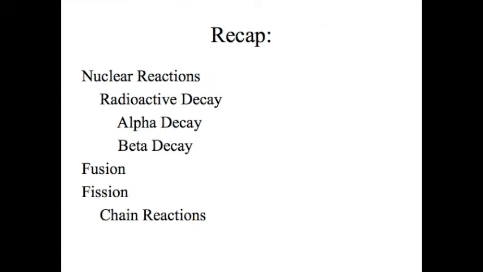In this video, we discussed the different types of nuclear reactions. We discussed how radioactive isotopes undergo radioactive decay through the emission of a particle either by alpha decay or beta decay to achieve stability. We also discussed how 2 small nuclei can fuse together and produce energy. Lastly, we discussed how fission can create chain reactions that generate immense amounts of energy.